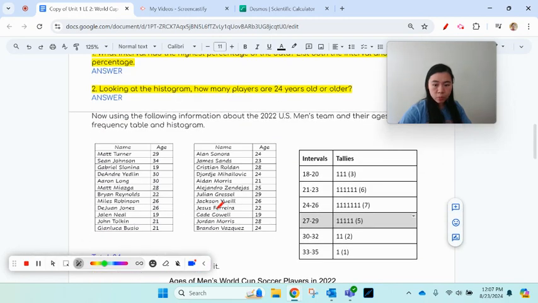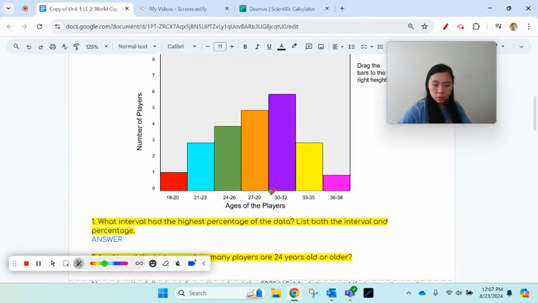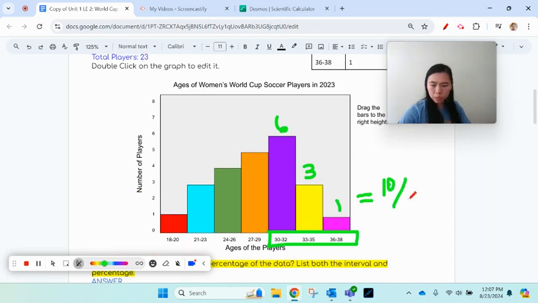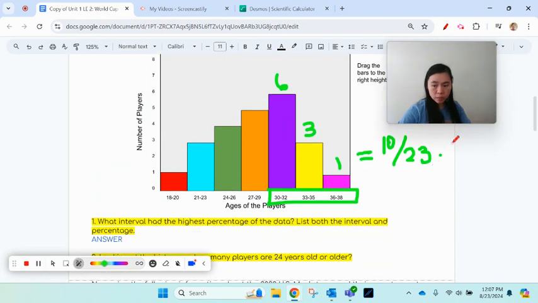We're going to do the same thing for the women's. 30 or older, that's these last 3 bars. Add them all up. We have 6, 3, and 1. How many is that total? 10 players out of the women's team. The women's team only had 23 players. 10 out of 23 players times 100 to get your percentage. That percent is how many players on the women's team are 30 or older.